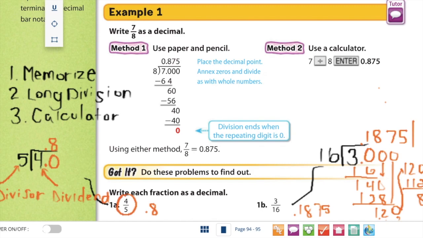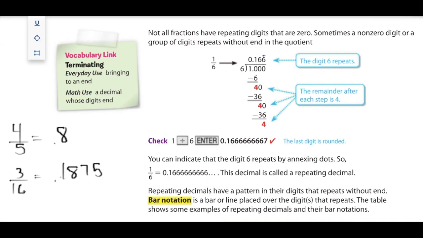Instead of just writing the answers down on your note sheet, please show the work for your long division so that you know this is a method that you can use. 4/5 and 3/16 are both terminating decimals because they end. Next, we will look at fractions that have repeating digits.